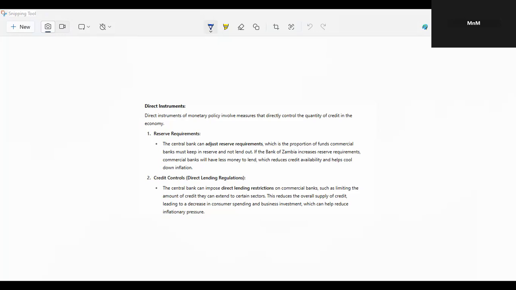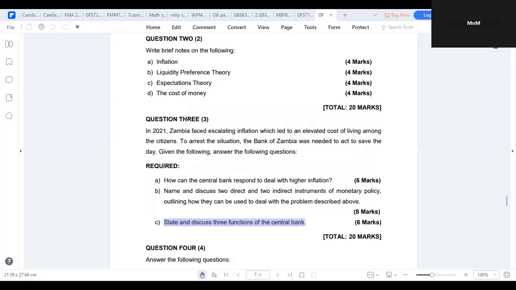Regulation. Bank of Zambia has many functions. Monetary policy. Okay, so the functions of the central bank, there are many. We've been asked to look at three. I can look at more than three. So there are several functions that the central bank has. So let's look at them.